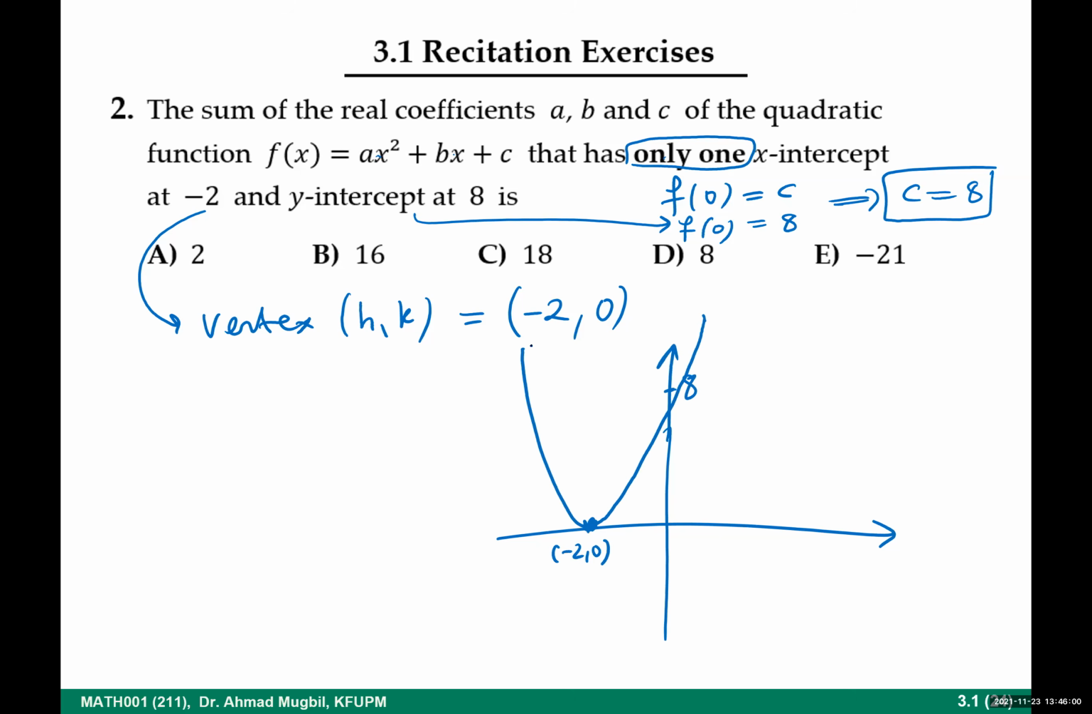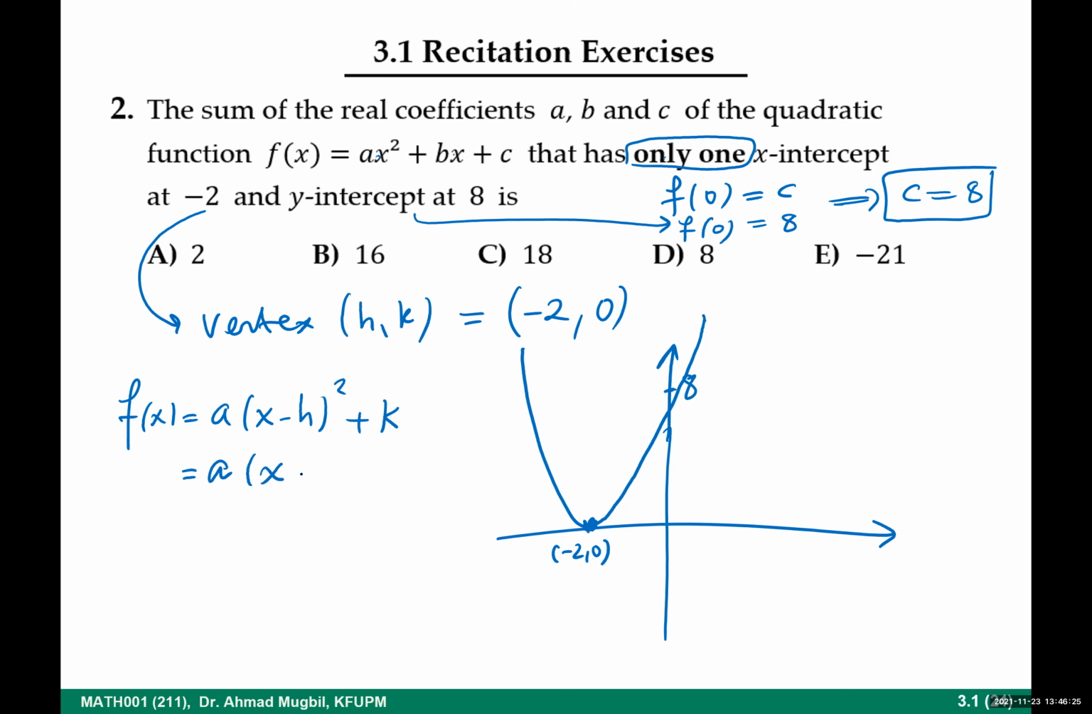So what will I do next? Who can advise me to continue? What to do? Yes, exactly. The standard form. The standard form is A times (X minus H) all squared plus K. What do we have from this? We don't know what A is. I just know that A is positive. This is better than nothing.